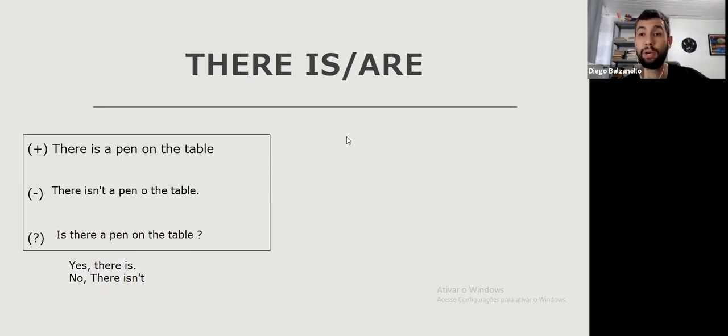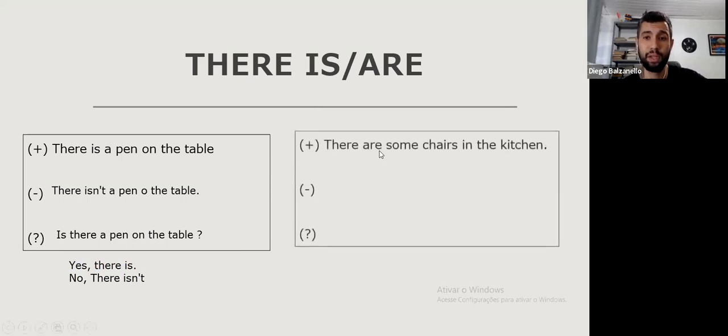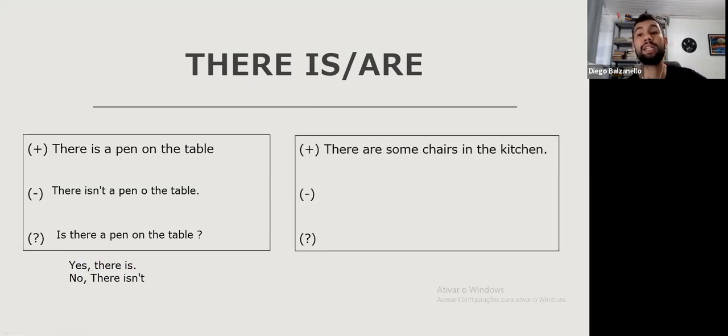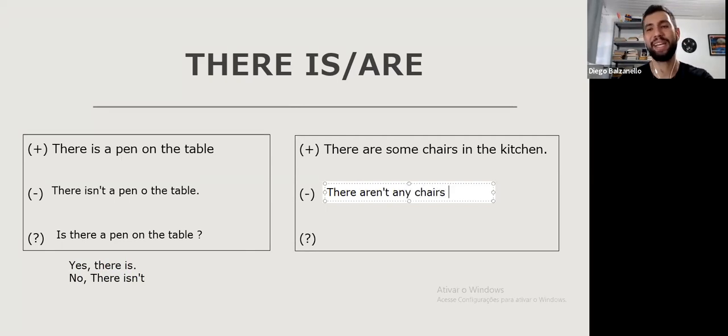Let's go to the plural form right now. There are some chairs in the kitchen. What is the negative? Let's see. I'm gonna give you 5 seconds to do it, or you can pause this video and do it yourself. If you answered, there aren't any chairs in the kitchen, you're right. It's correct. There you go.